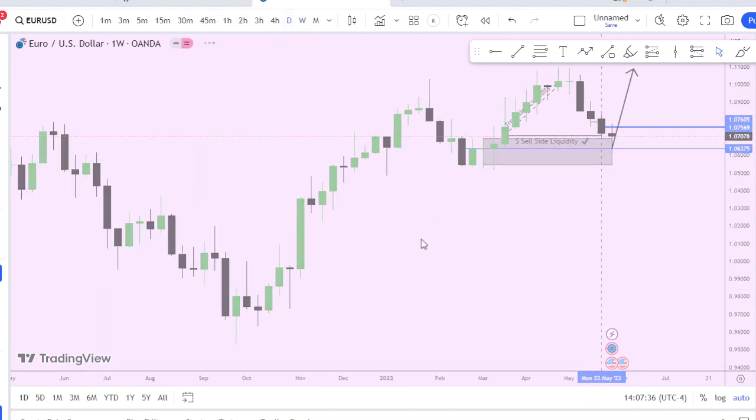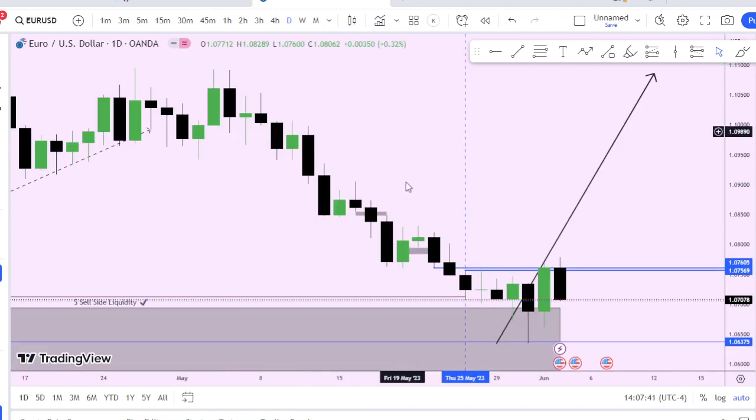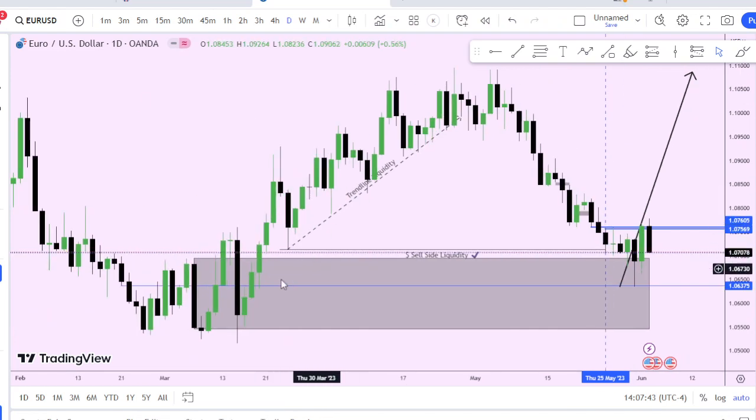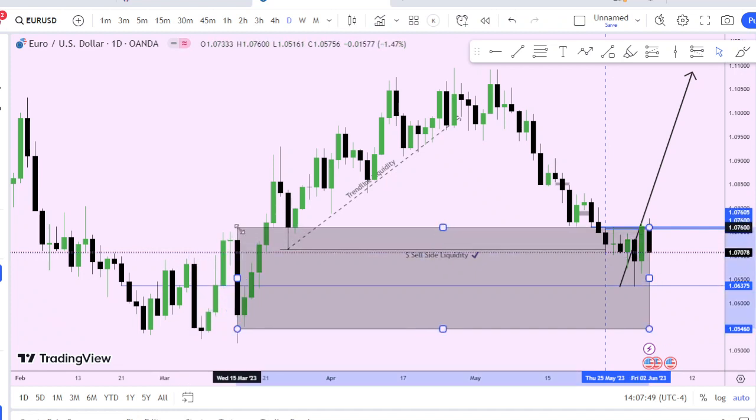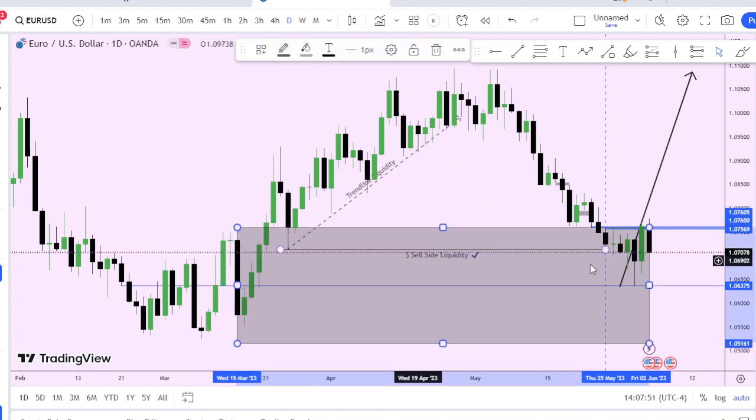Okay, another thing though, on the daily time frame, as my chart is loading, you can just see that this price came back to which area, to this order block. All of these was our bullish order block, which we will refine when we go to a much lower time frame.